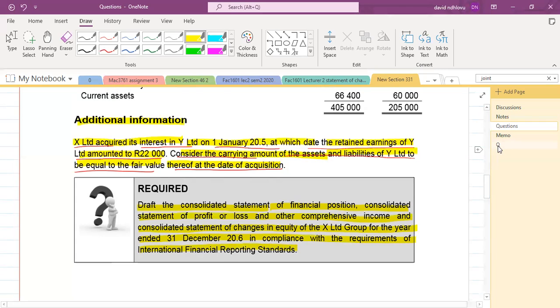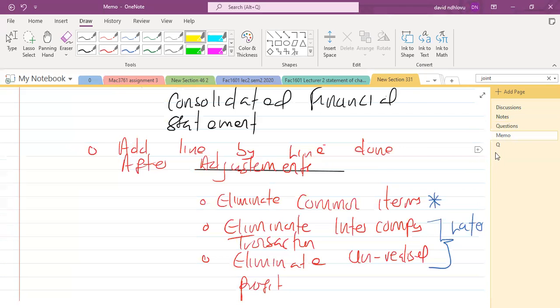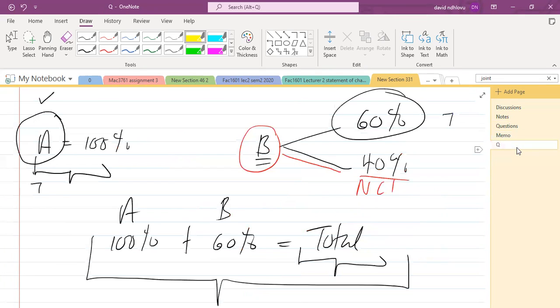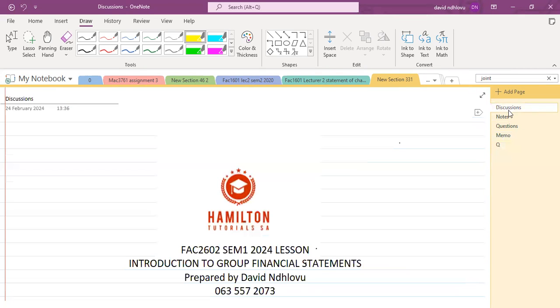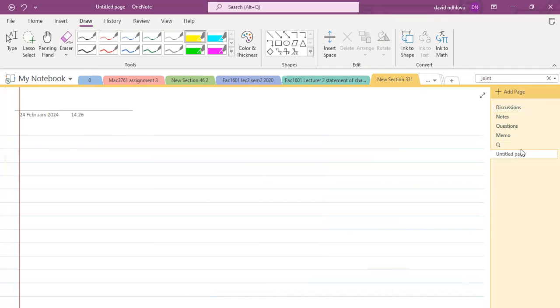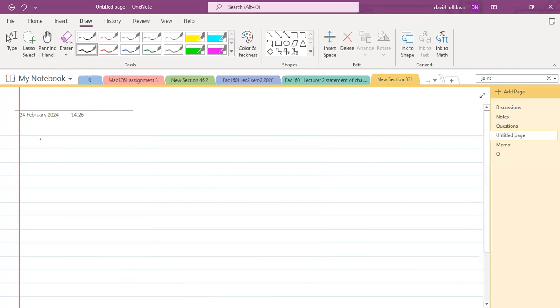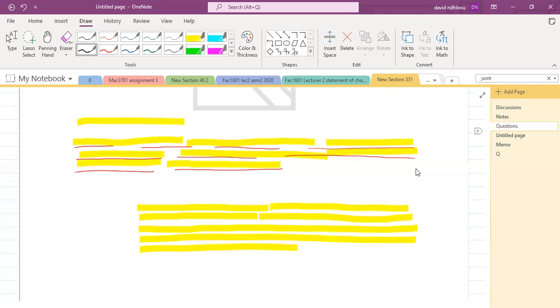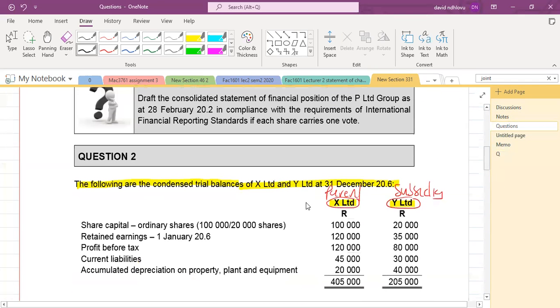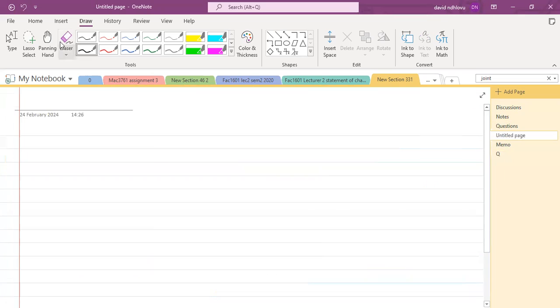So in our memo, I'll need a different page for that. I've already written notes there on my memo. I will need the consolidated. The name of the group is based on the name of the parent. So therefore, we're going to say X Limited Group.